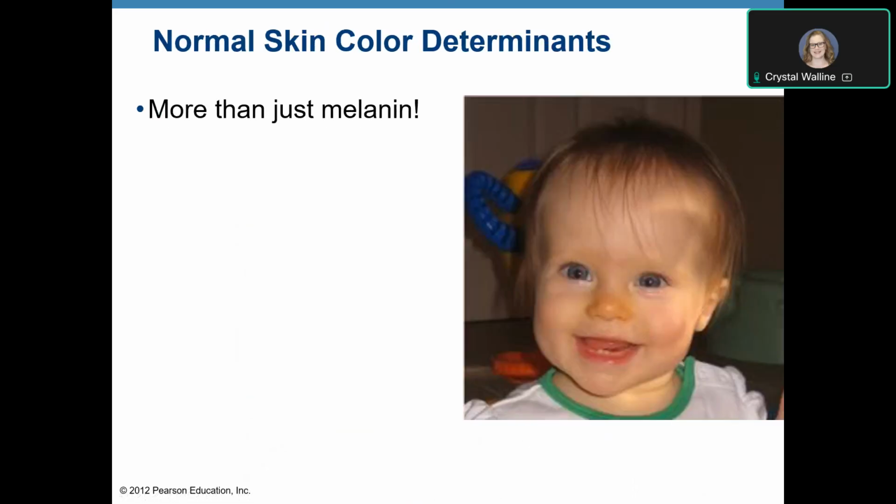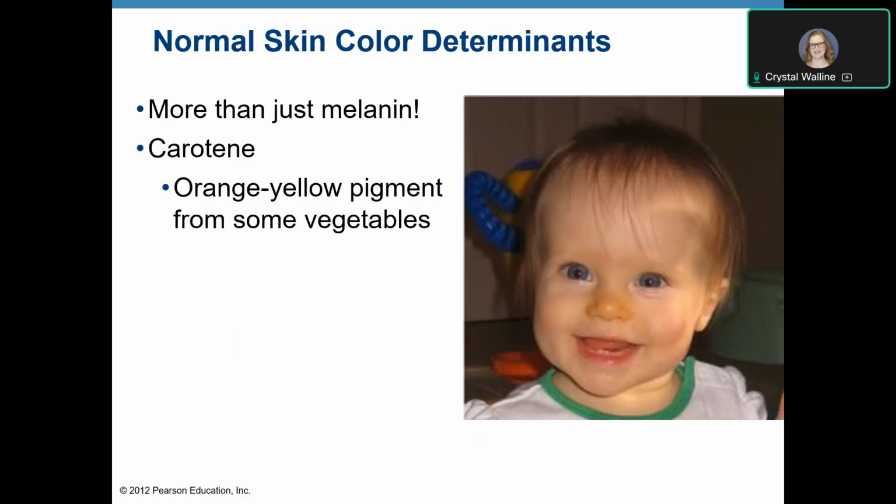Now, melanin isn't the only thing that determines what your skin color looks like. There are other pigments that can accumulate in the skin, like carotene. Carotene is an orange to yellow pigment that's found in certain vegetables like carrots or red peppers or squash. And you often will see children, particularly light skinned children, that in their infancy might have a discolored or an orange colored nose.